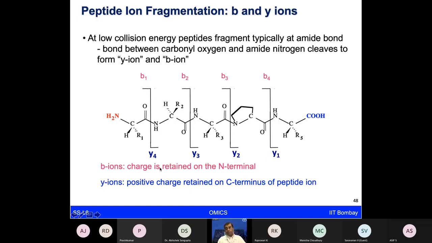So for any fragmentation to happen, you will always have complementary ions from B and Y ions. If it is closer to the N terminal, it is B1, closer to the C terminal, it is Y1, but you will have a corresponding series of both B and Y ions.